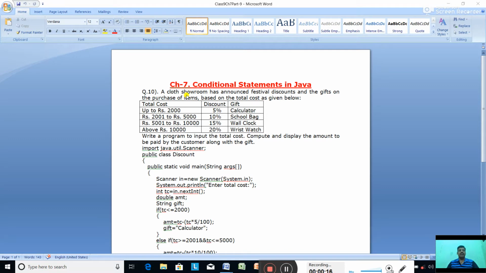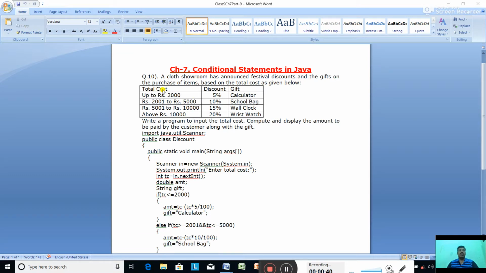A clothes showroom has announced festival discounts and gifts on the purchase of items based on the total cost as given below. So the showroom has announced the festival discounts and is giving gifts also based on the total cost as given below. Now, if the total cost is up to rupees 2000, then the showroom gives a discount of 5% and a gift as calculator.